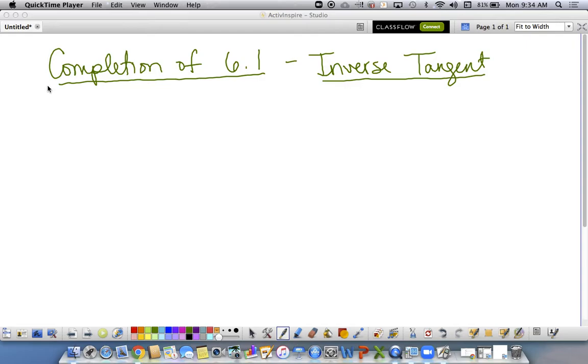We are going to complete 6.1 today. And if you're following along in the book, I'm not doing every single piece of the book. It's not all necessary, I don't think, for what you need. But we're going to start today with inverse tangent.